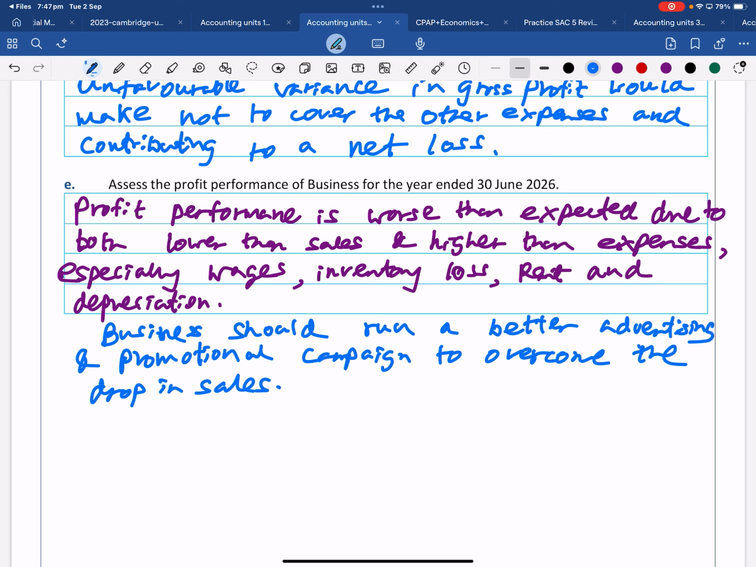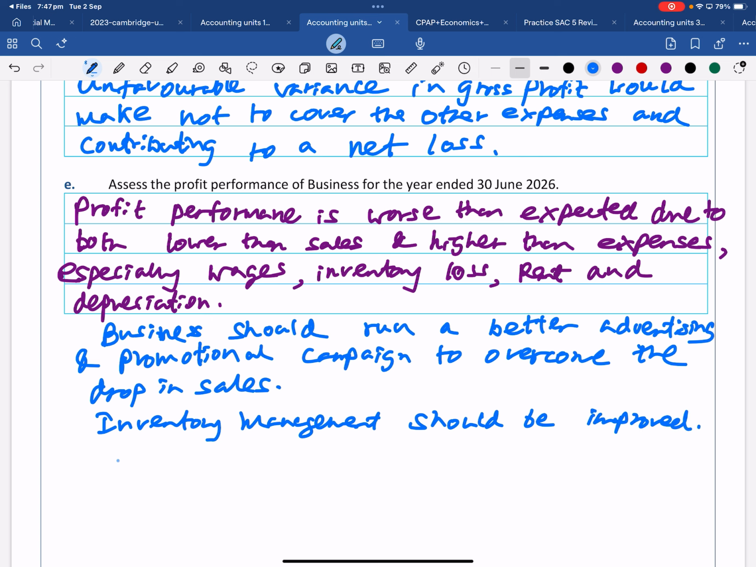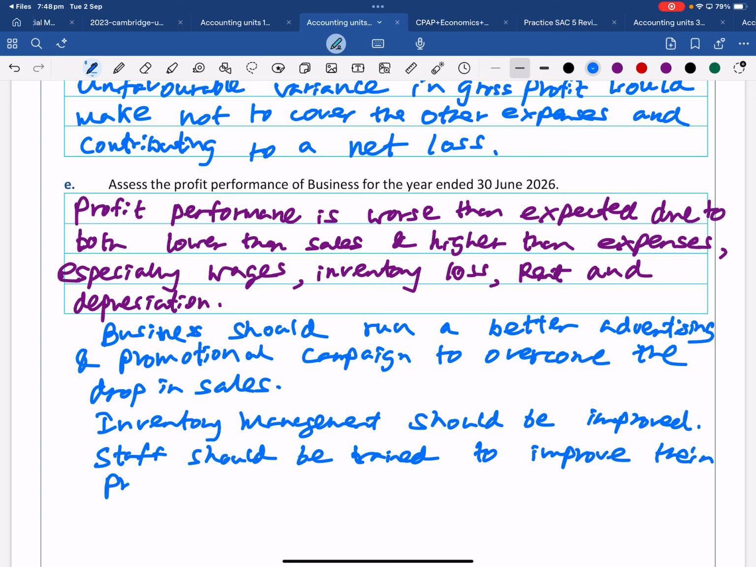I'm not going to worry about the quality because I don't think there are quality issues, guys. Okay, so sales return was lower. Inventory management should be improved, right? Staff should be trained to improve their productivity, to drop wages and inventory loss. Is that enough? If you want, we can talk about the rent, right?